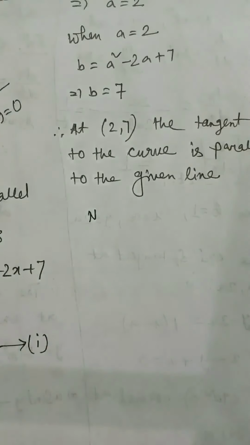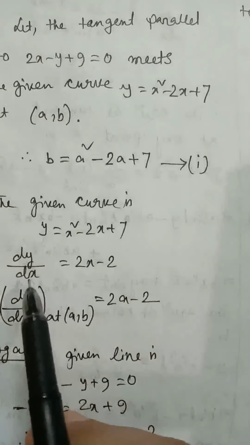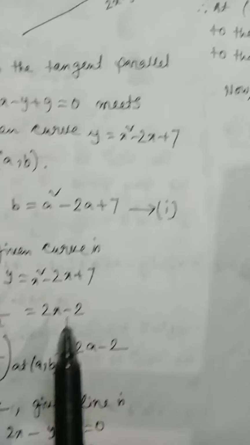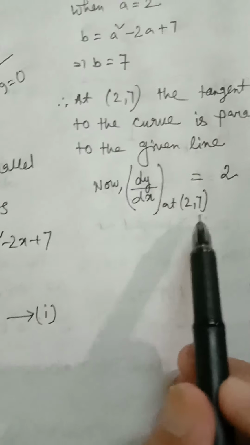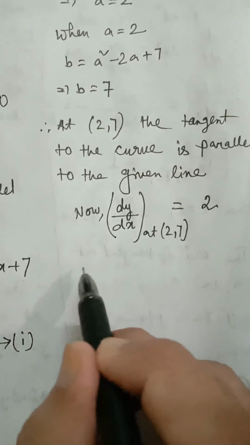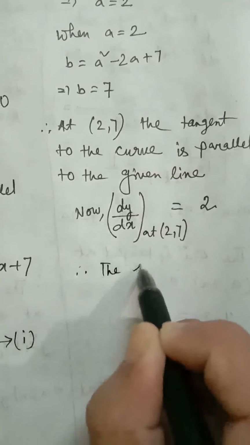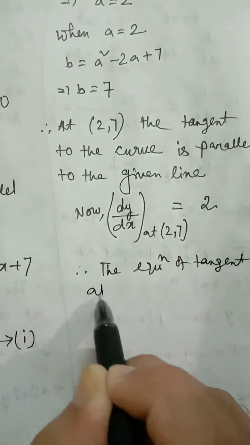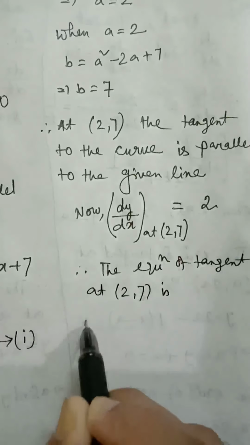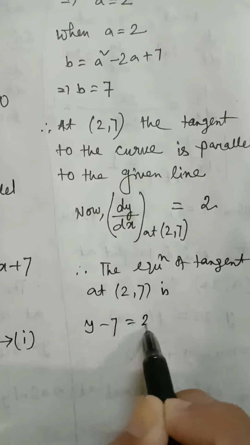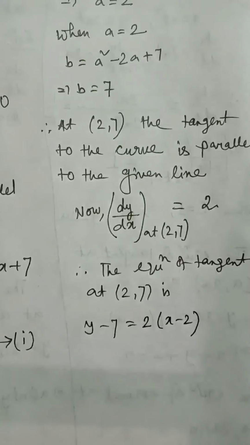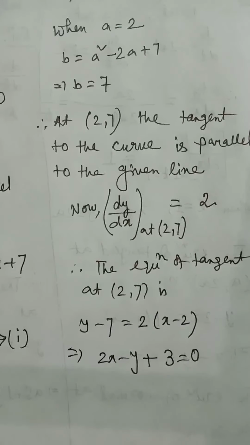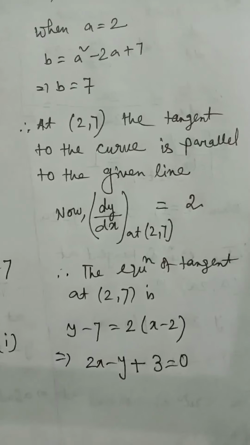Now you can see dy by dx equal to 2x minus 2. So dy by dx at (2, 7) will be 2. Therefore, the equation of the tangent at (2, 7) is y minus y1 equal to dy by dx into x minus x1, and so 2x minus y plus 3 equal to 0. This is the equation of the tangent to the given curve.